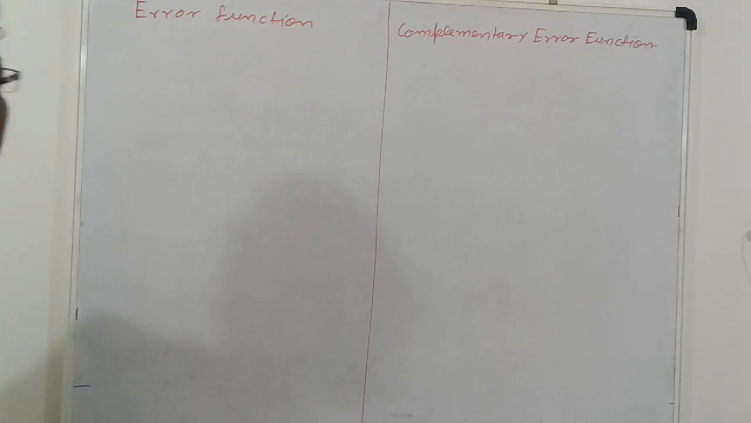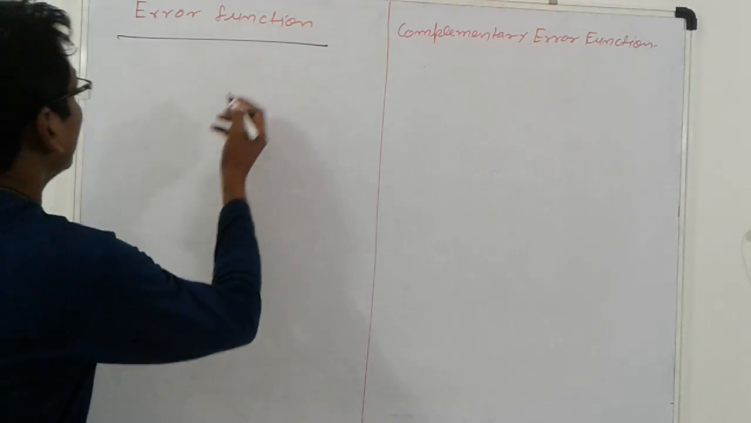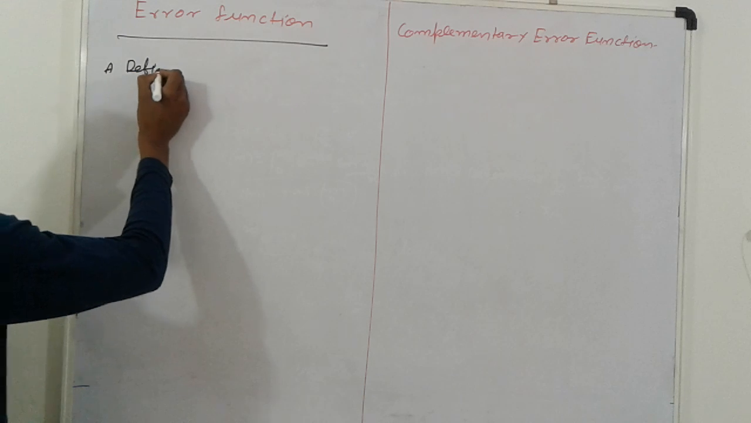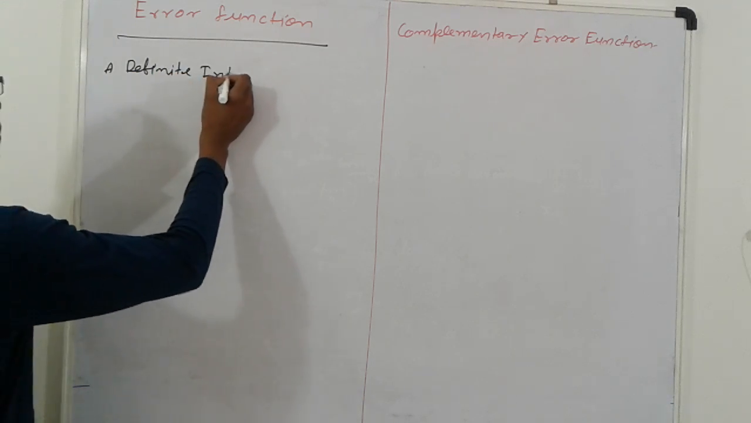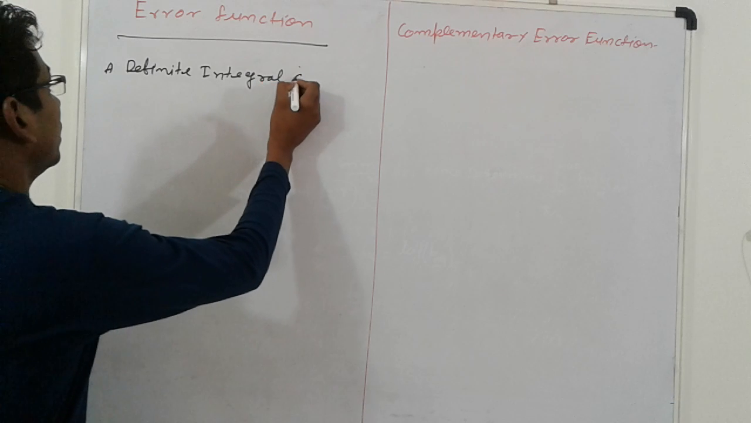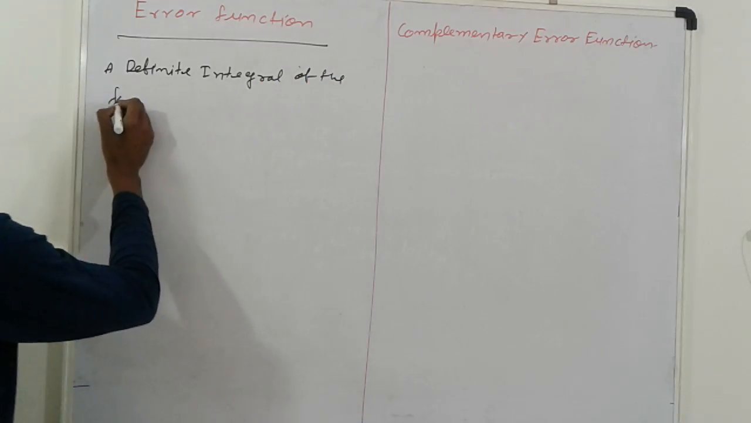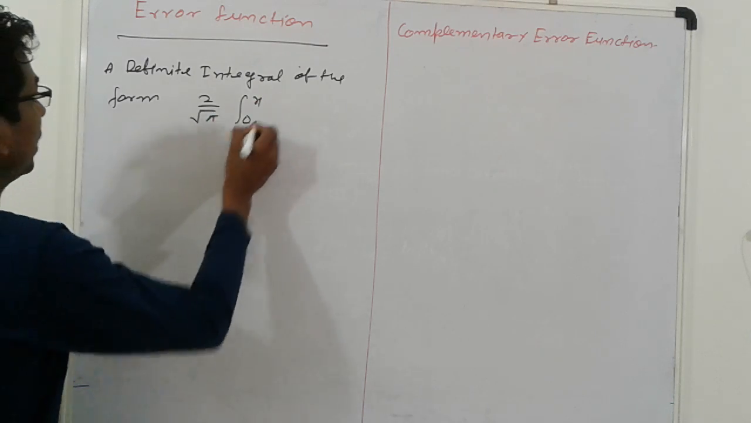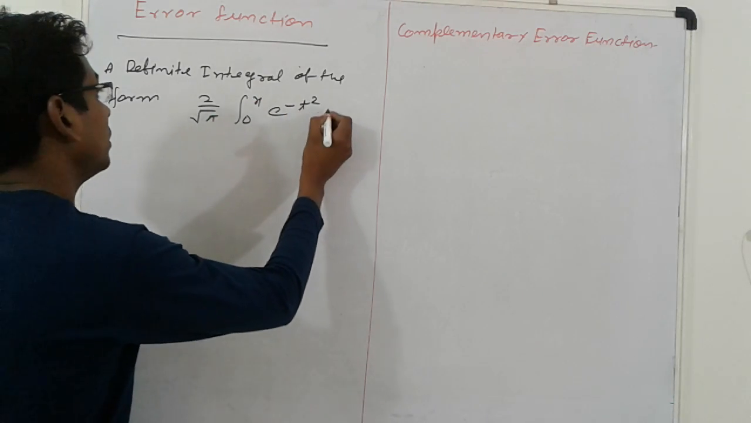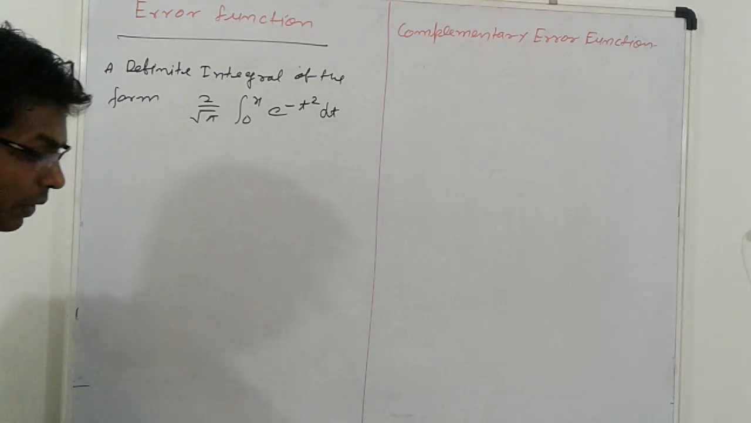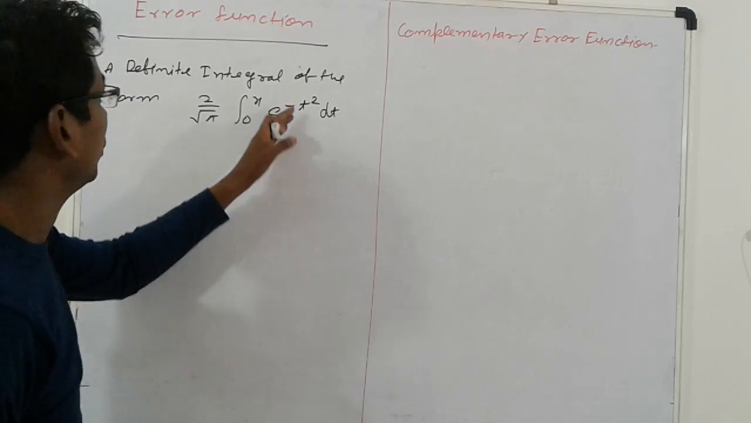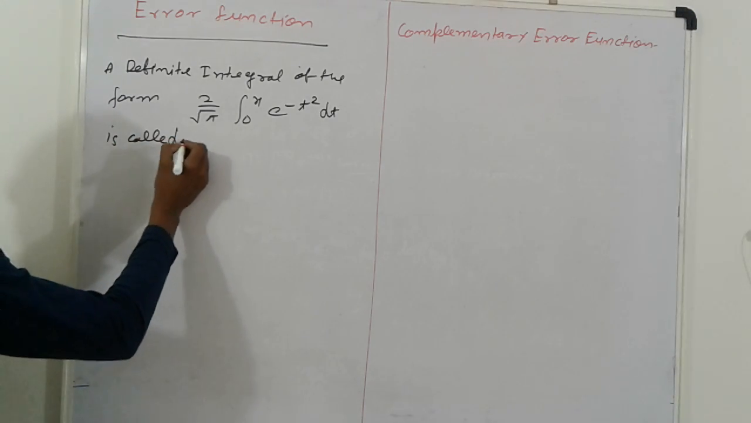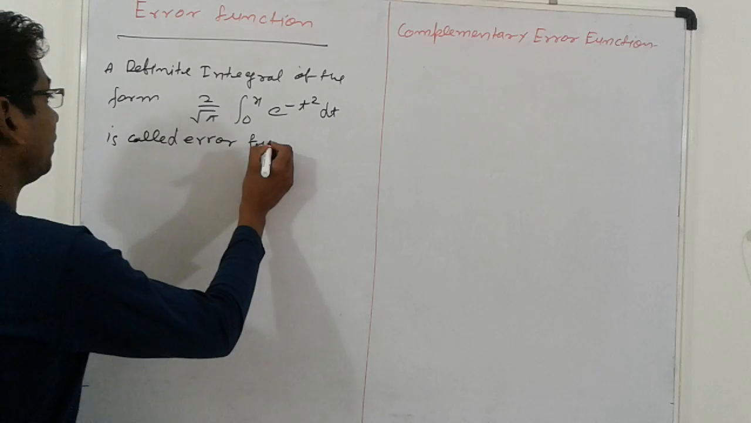So come to here. So first, error function. The general definition here: a definite integral of the form 2 upon under root pi, 0 to x, e raised to minus t square dt, is a definite integral of the form 2 upon root pi, 0 to x, e raised to minus t square dt, is called the error function.